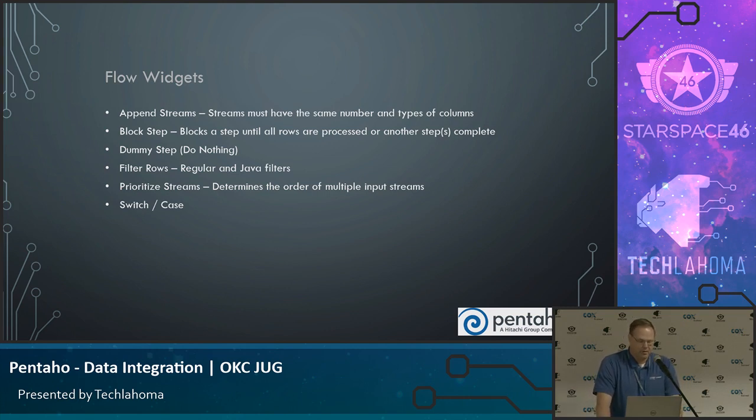You can filter rows using a regular filter. There's a way to build just a regular filter. You can use Java to create a Java filter, which just uses Java code like an if statement to process the data. You can prioritize streams, so you can have a number of streams coming in, and like append streams, a number of streams come in, and you can prioritize and say which one of those streams you want it to run first, because maybe you're getting streams in out of order, and you want to, once again, run them in order so they can flow on to the next step.